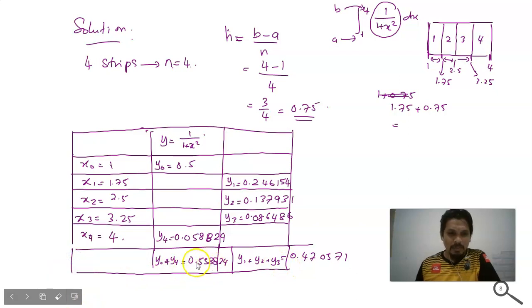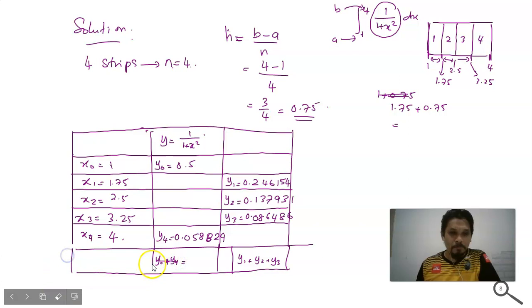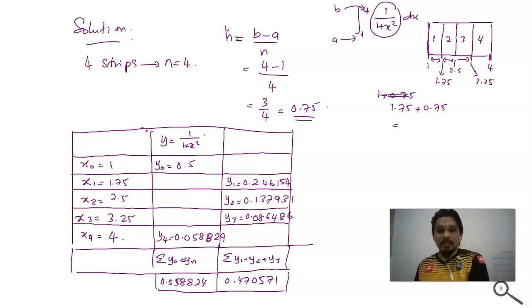Okay, I'm sorry, this might not be proper in this way. Let me make some adjustment here. So this is the summation of y0 plus yn, and this is the summation of y1 plus y2 plus y3. Okay, never mind. I add another column here, and the summation of y0 plus yn equal to 0.558824, and the other one 0.470571.